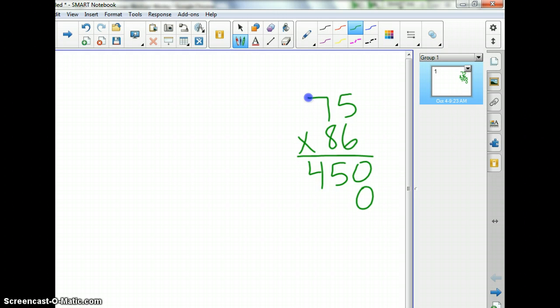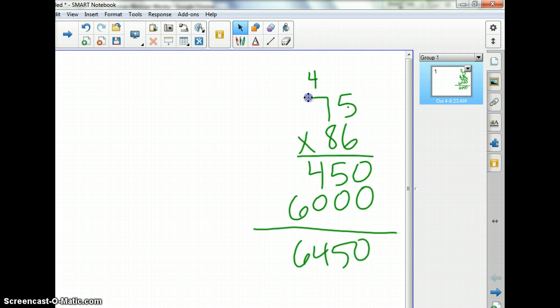I'm going to put in my placeholder. 8 times 5 is 40. Now, 8 times 7 plus 4 more is what? I forgot to put the 0 here. What is it, Kiara? 6. Yep. So your second partial product should be 6,000. Now we've got an easy final product, 6,450. Good work, 5th graders.